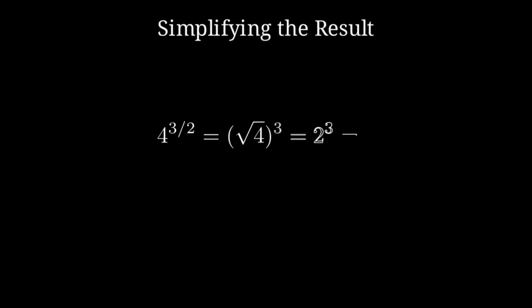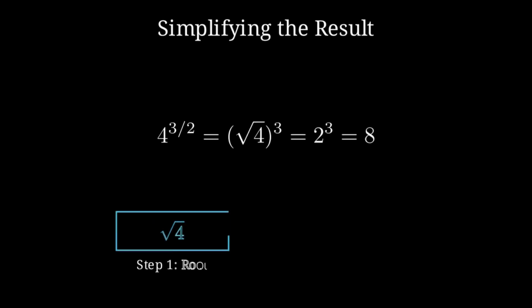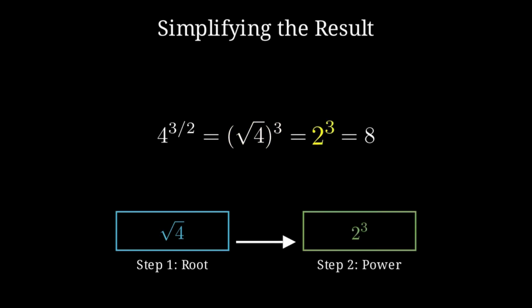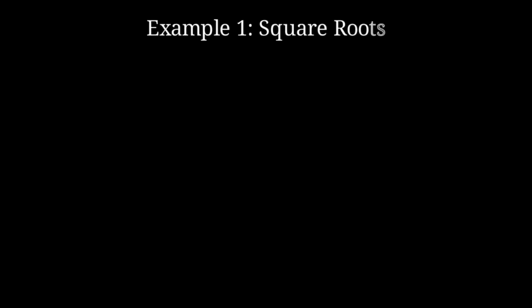When evaluating the constant side, it is usually easier to take the root first to keep the numbers small. Taking the square root of 4 gives us 2, and then raising 2 to the 3rd power gives us our final answer of 8. Let's try a radical equation.